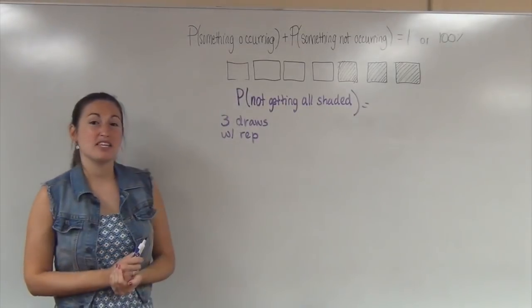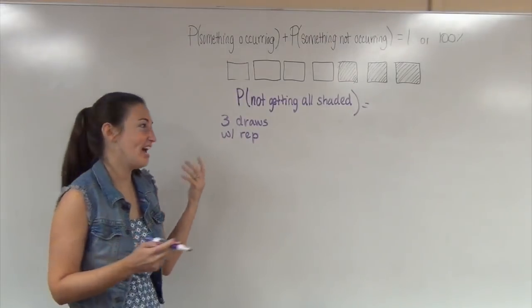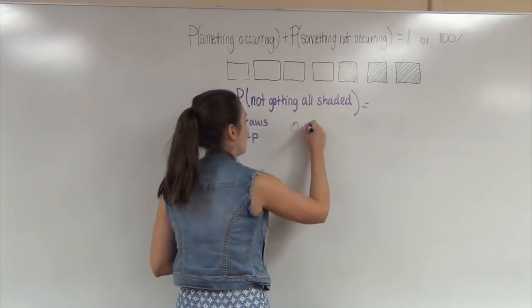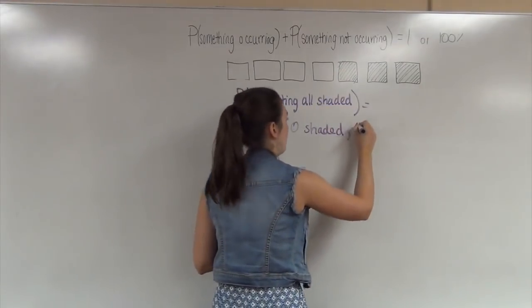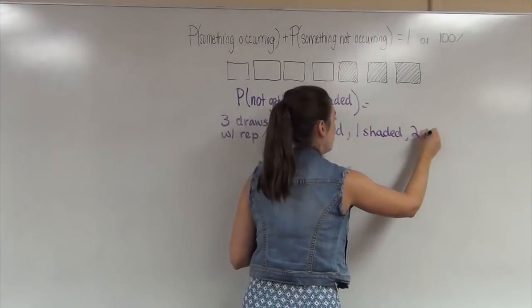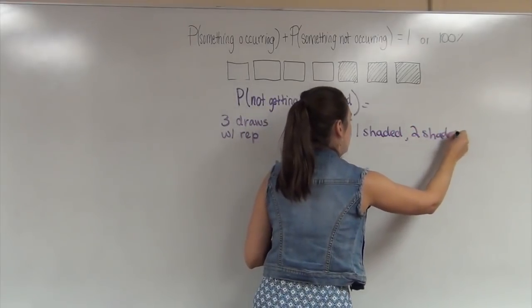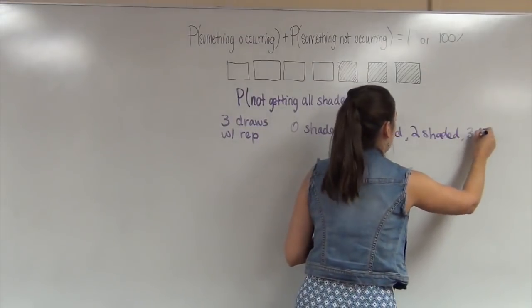We can do the same thing that we did before for at least one. I can say, all right, well, if I'm drawing 3 times, here are my options, right? I can get 0 shaded tickets, like we said before. I can get 1 shaded. I can get 2 shaded. And lastly, I can get 3 shaded.